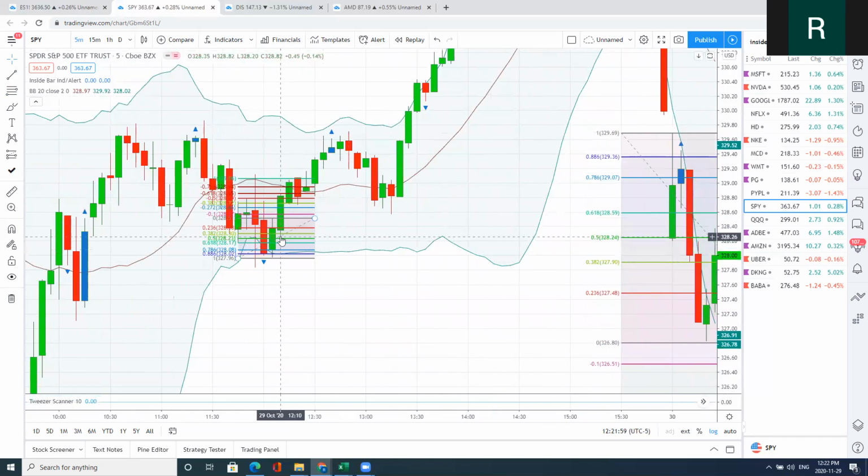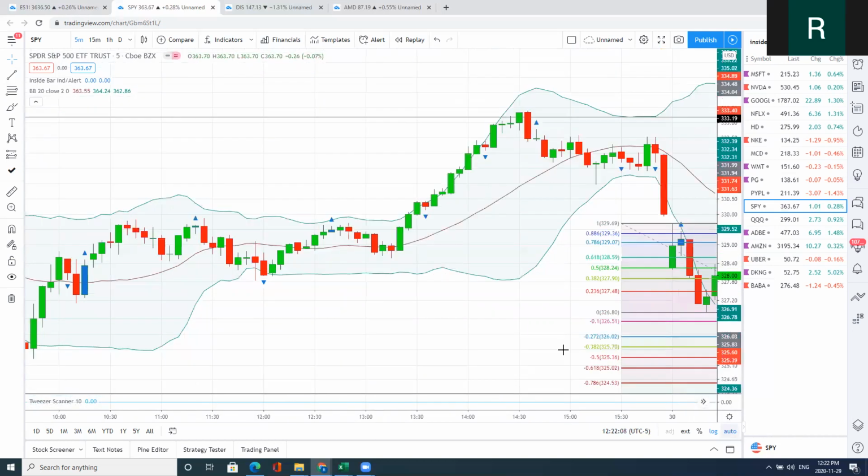We have a tag right at the 50. So you could have entered right here with a stop down here, which would be very, very tight, but it would give you the best risk to reward, right? So I hope you guys see that.